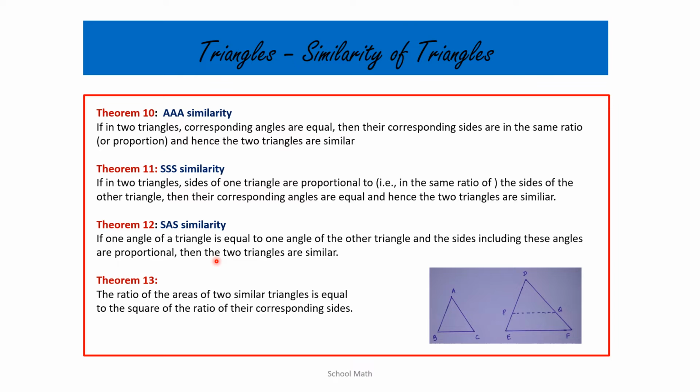Theorem 12. SAS similarity. If one angle of a triangle is equal to one angle of the other triangle and the sides including these angles are proportional, then the two triangles are similar. Theorem 13. The ratio of areas of two similar triangles is equal to the square of the ratio of their corresponding sides.